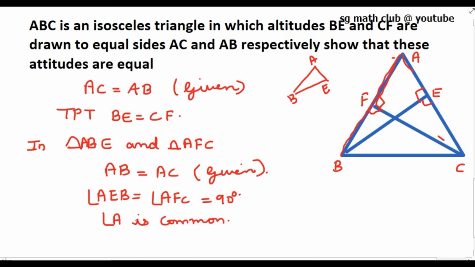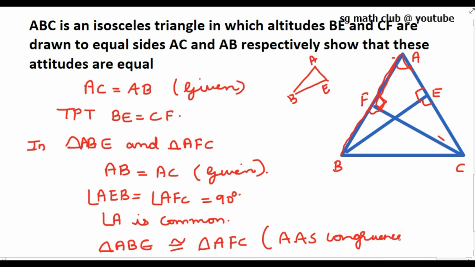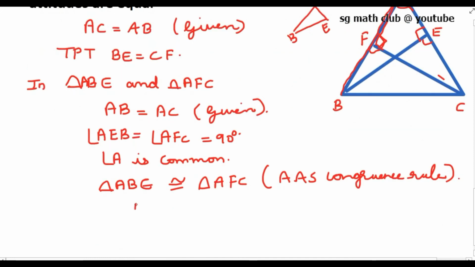So by which congruence rule can we say that these two triangles are congruent? We can say that triangle ABE is congruent to triangle AFC by two angles and one side. So by AAS congruence rule, these two triangles are congruent. Finally, we can write BE equals CF, corresponding parts of congruent triangles. Therefore, we have proved that their altitudes are equal.